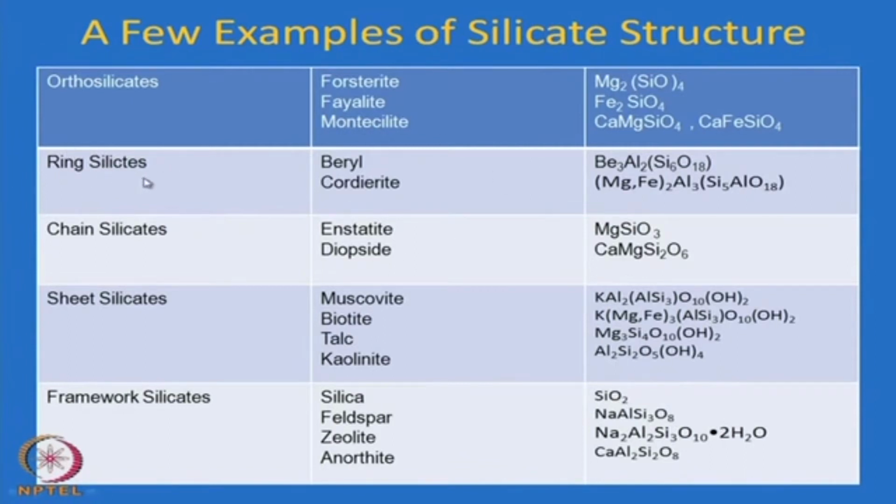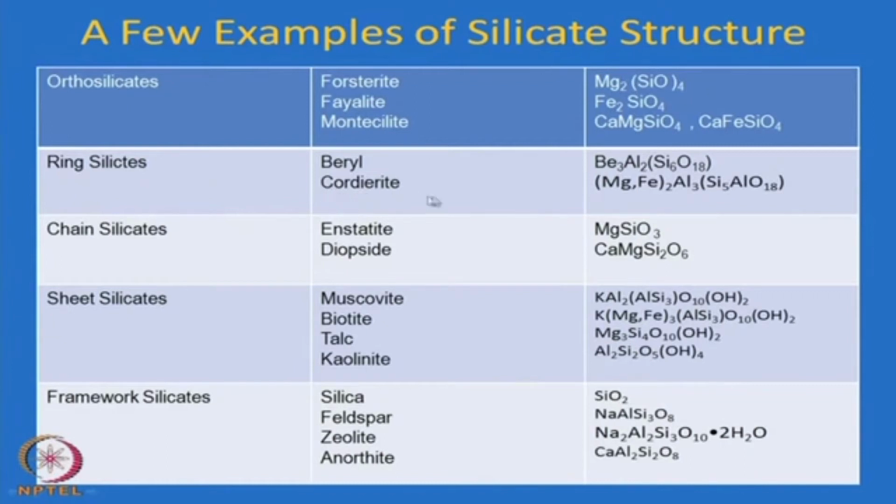Ring silicates, the examples are beryl, that is again the mineralogical name, and the formula is beryllium aluminium silicate. Okay. Beryllium aluminium silicate is a 6 member ring, because you have Si6O18. So, it is a 6 member ring, and beryl is a very important group of the 6 member ring family of silicates. Okay.